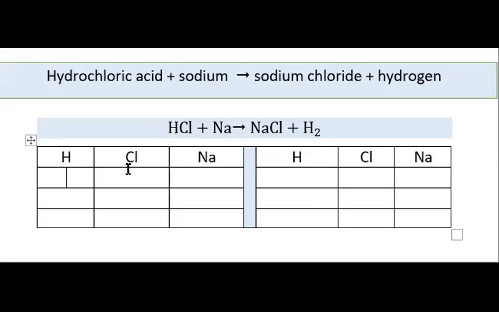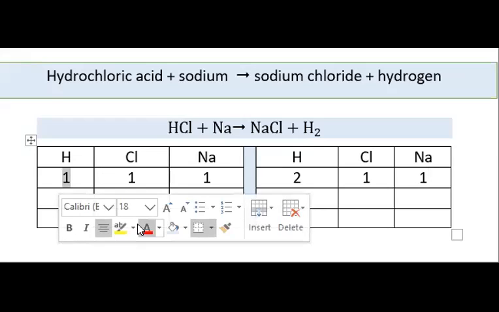In the reactants, we have 1 hydrogen, we have 1 chlorine, and we have 1 sodium. In the products, we have 2 hydrogens, 1 chlorine, and 1 sodium. What is the one element that is unbalanced in this equation? Hydrogen. So what do I need to do? I see the hydrogen here is unbalanced, right? I need to bring it to a 2.